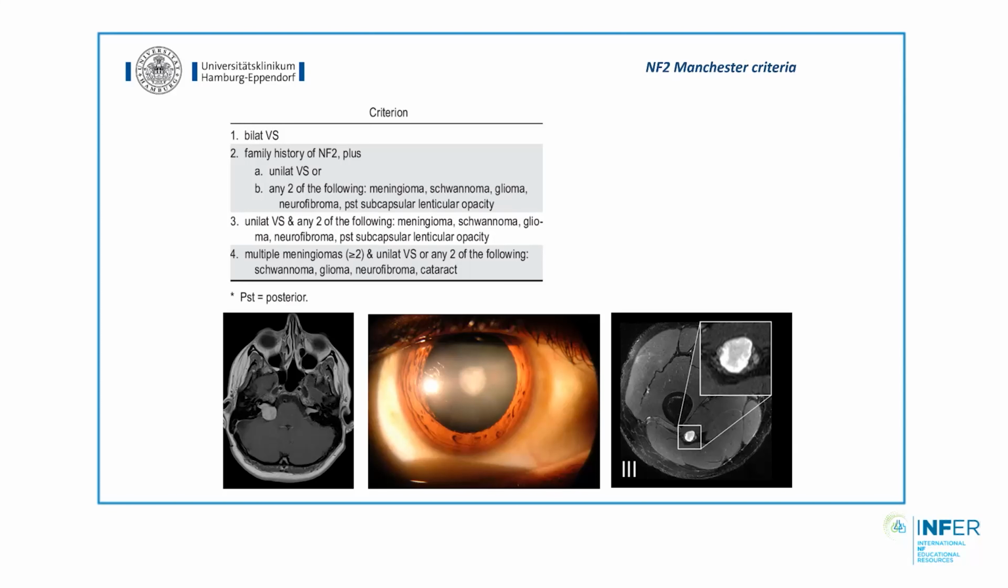Moreover, glioma and neurofibromas were part of the diagnostic criteria, but not in later revisions as they are not specific for NF2. Mosaic conditions, however, were not being taken into account.